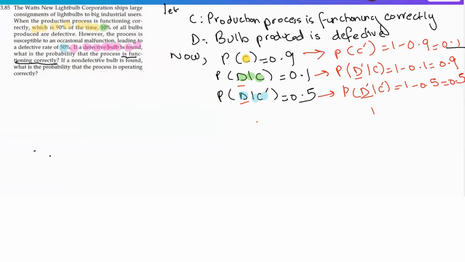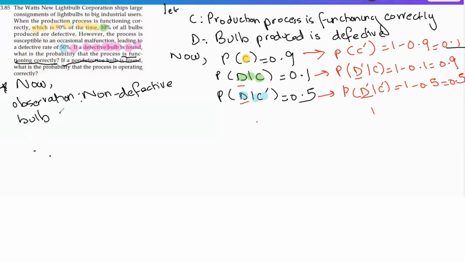So there's another part to this question, right? If a non-defective bulb is found. So there are two parts to this question, right? So now the observation is: non-defective bulb found, right? Non-defective bulb found.